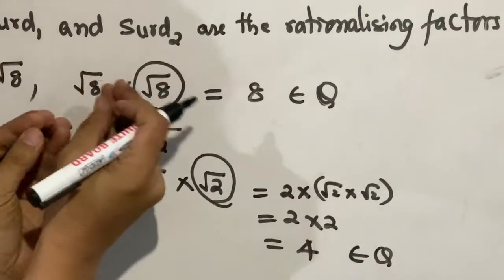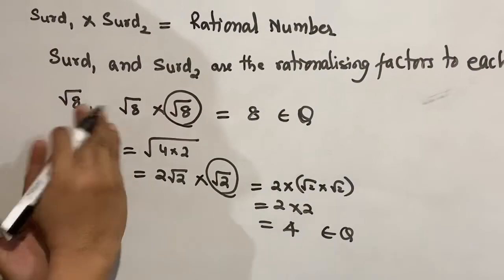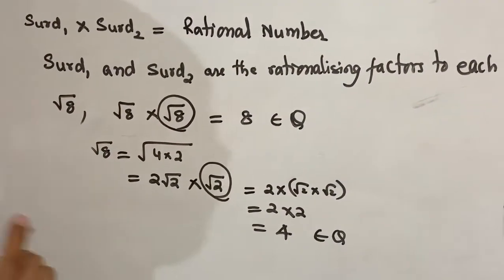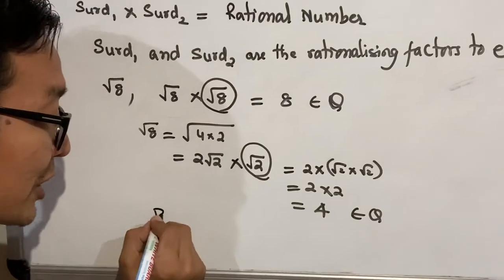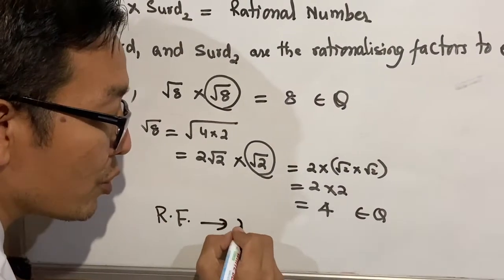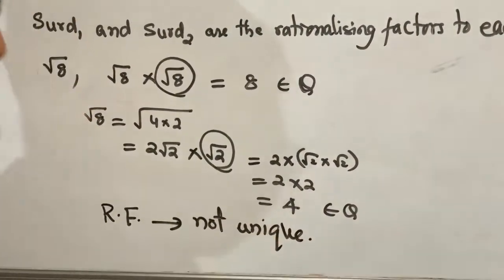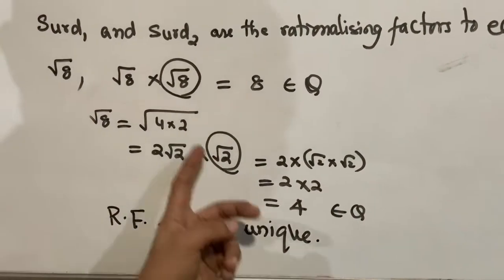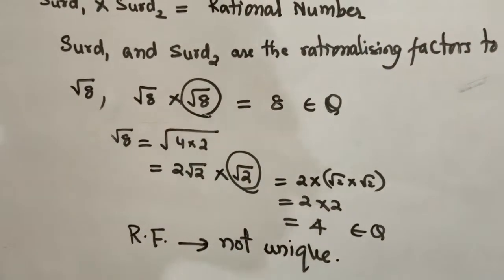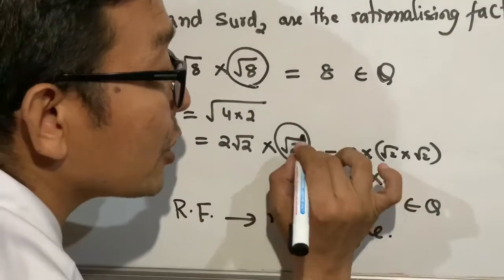Each is the rationalizing factor of the other. Rationalizing factors are not unique. Remember, the rationalizing factor of root 8 can be root 8 or root 2, and many others.